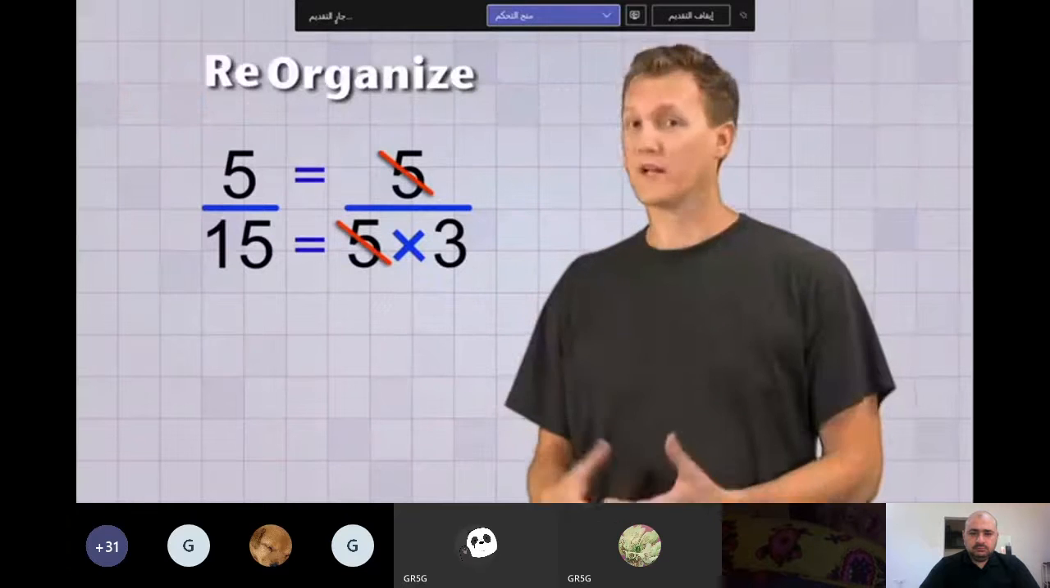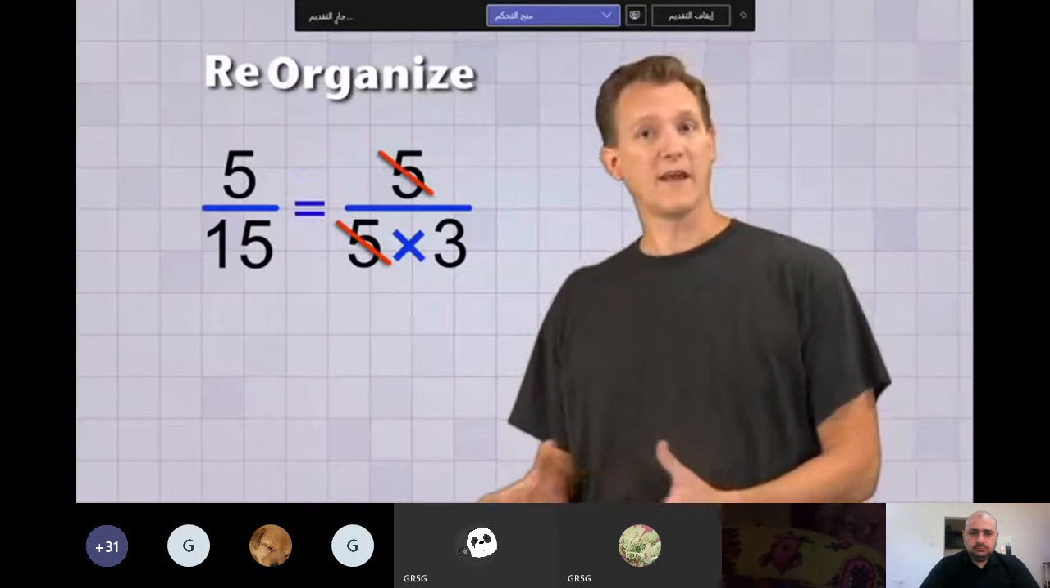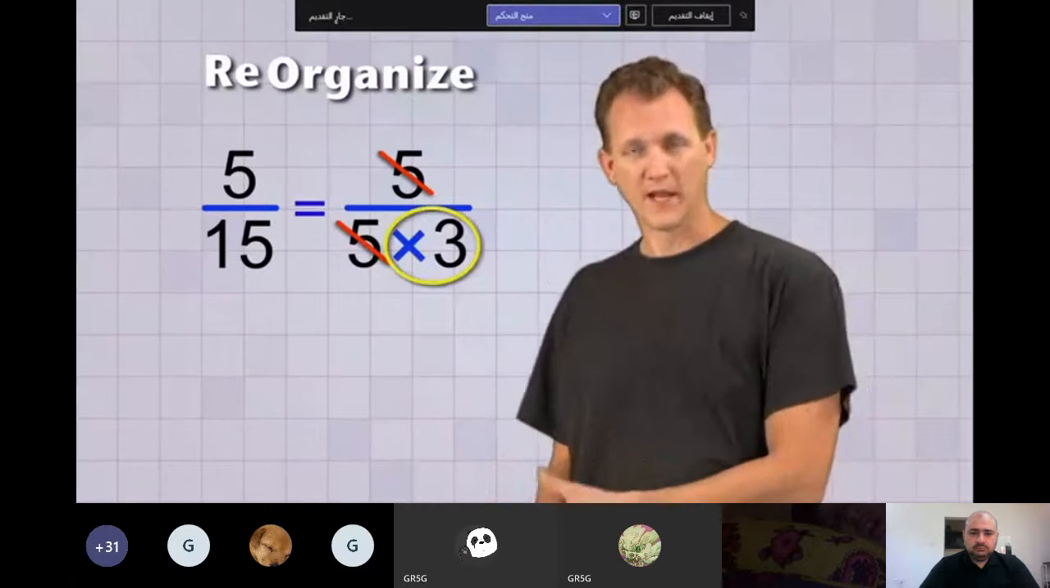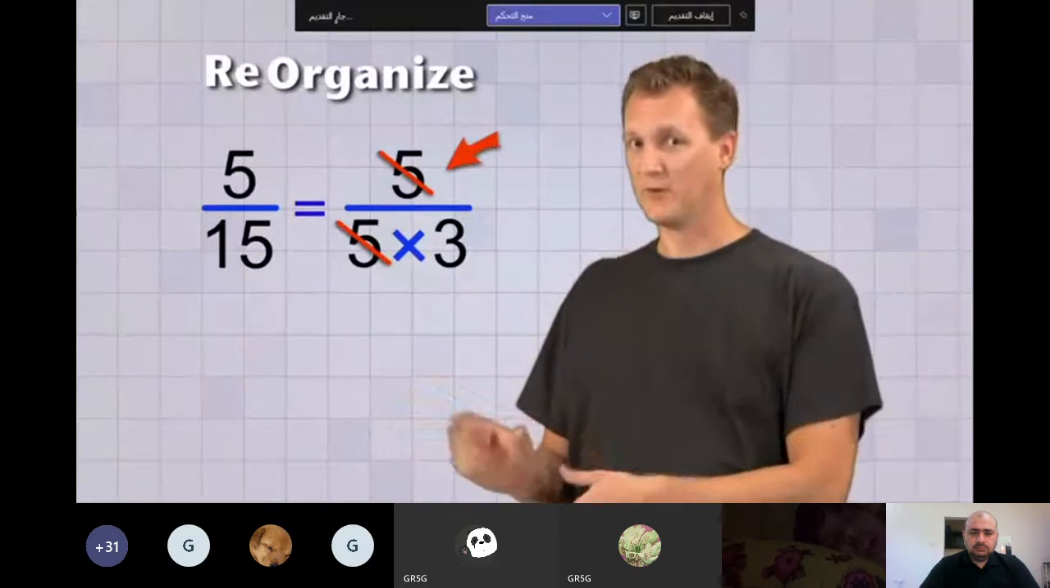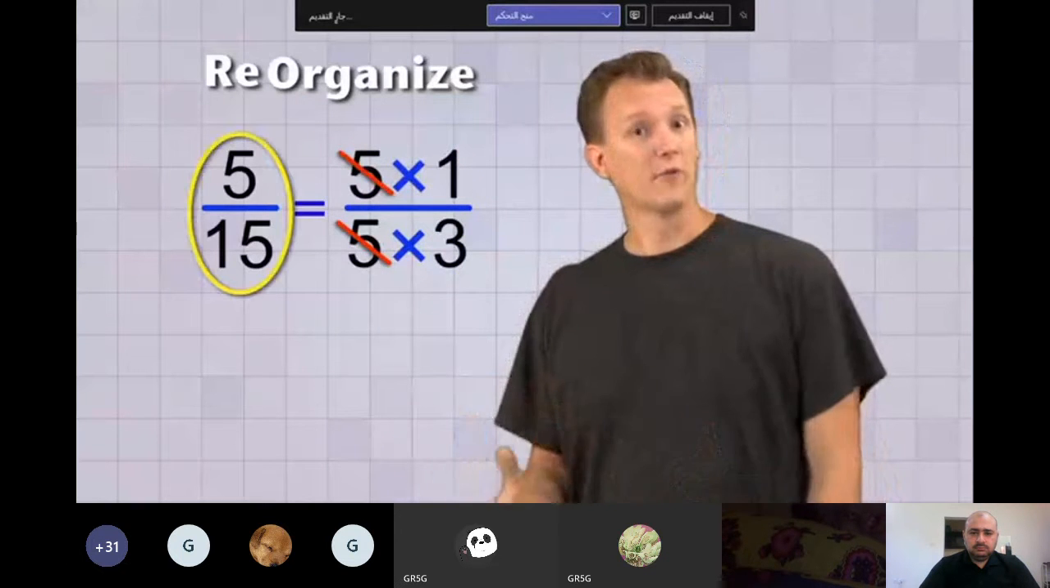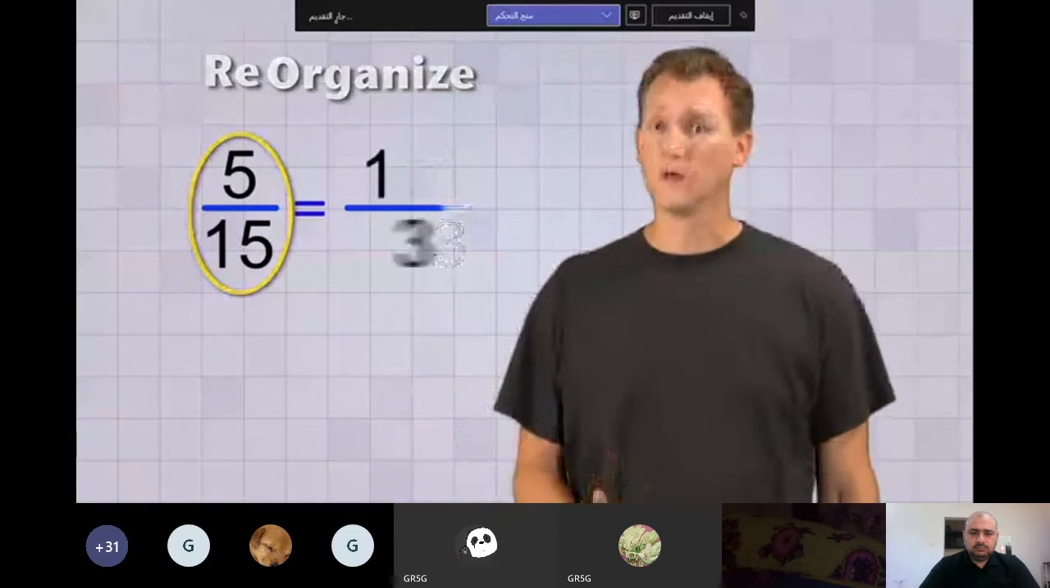Step 3 is to reorganize our answer. Now, we don't have any factors that need to be recombined by multiplying. We just have a 3 on the bottom, and we don't have any factors left over on top. But you'll remember that there's always a factor of 1. So 5 over 15 simplifies to 1/3.